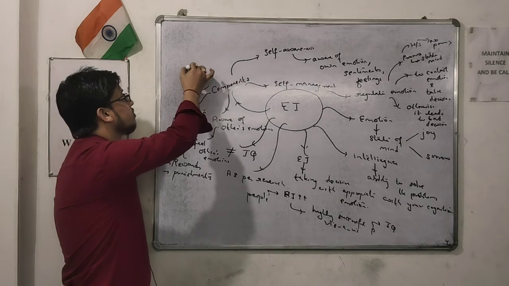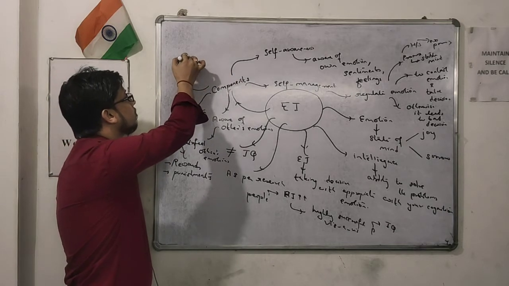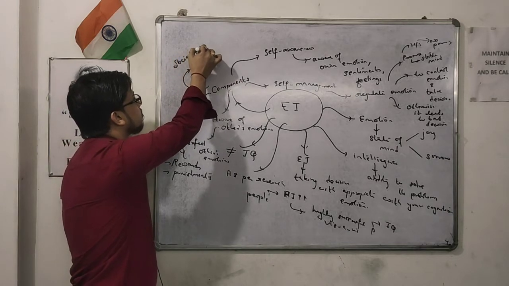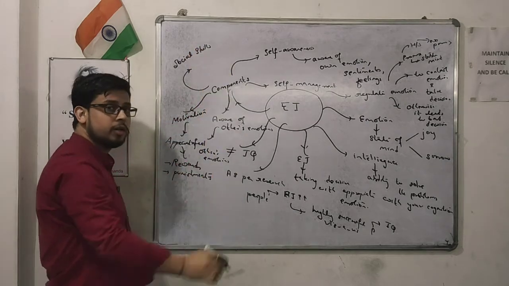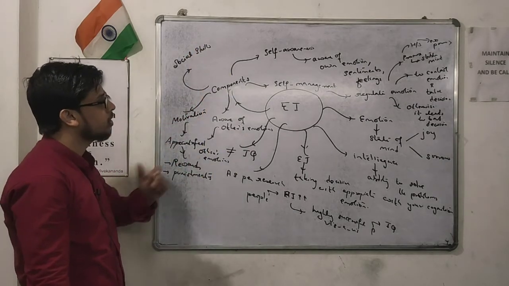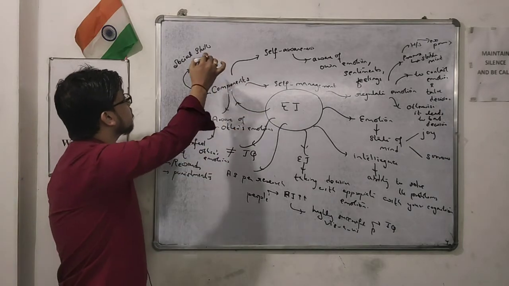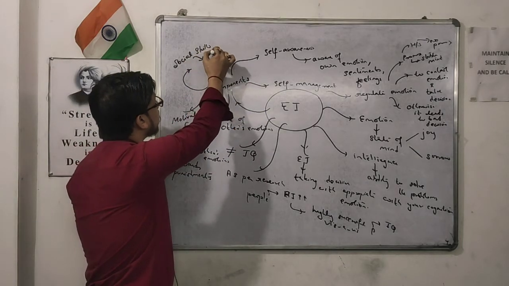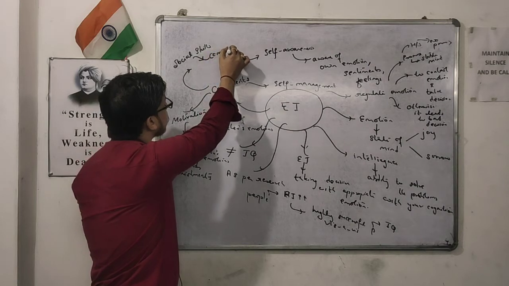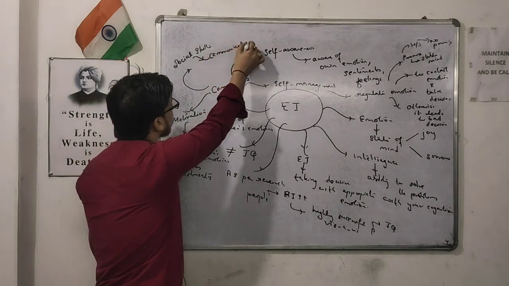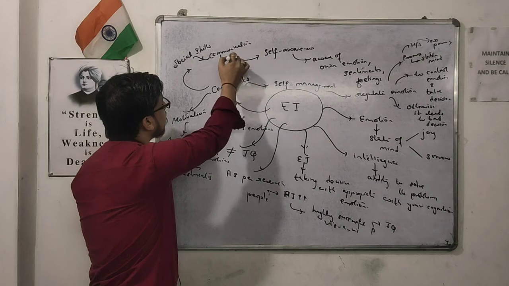And next one, that is your social skills. Why is social skill a component of your emotional intelligence? Because social skills give you the communication skill, communication to deal with people.